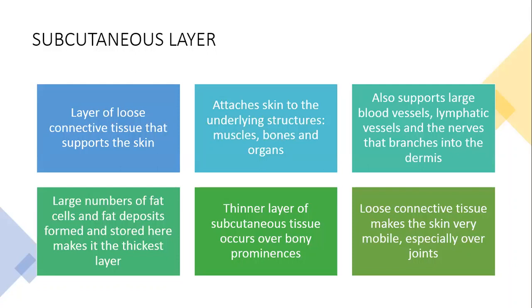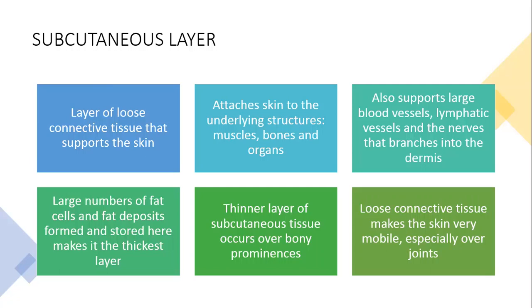So the subcutaneous layer is a layer of loose connective tissue that supports the skin. It attaches to the underlying structures, the muscles, the bones, and the organs. And this also supports the large blood vessels, lymphatic vessels, and the nerves that branch into the dermis. The subcutaneous layer contains a large number of fat cells, and fat deposits formed and stored here make it the thickest layer. So this is totally the deepest layer before you go to the muscle.